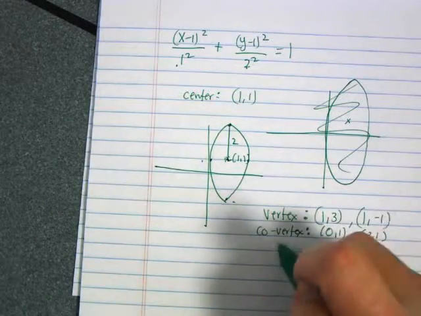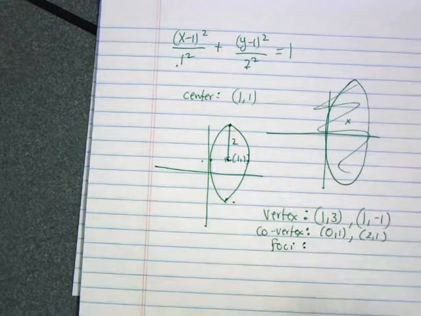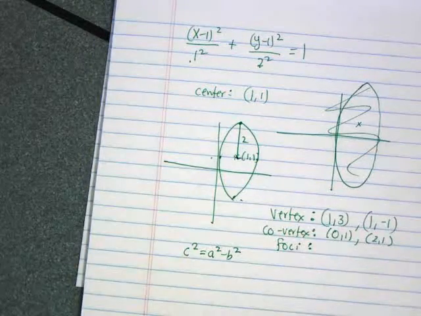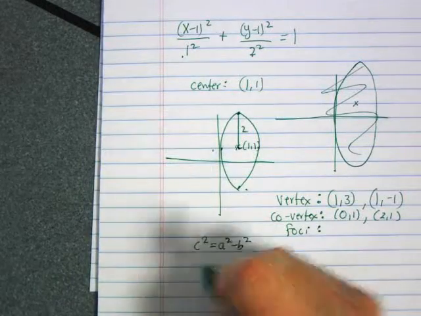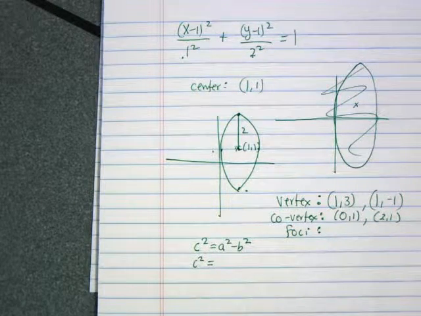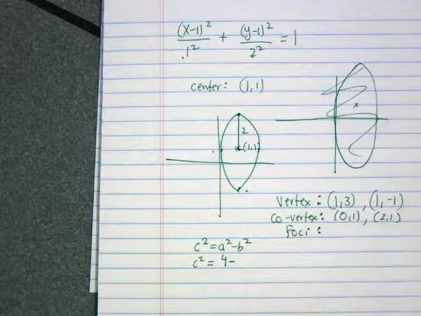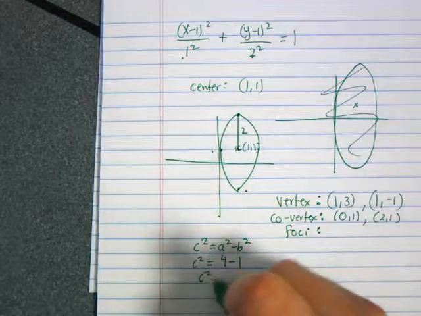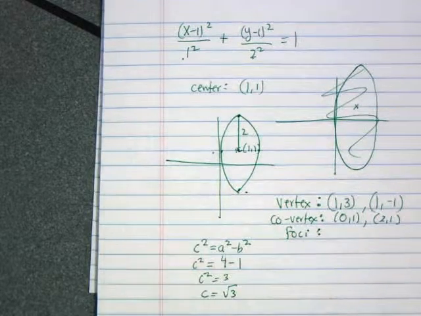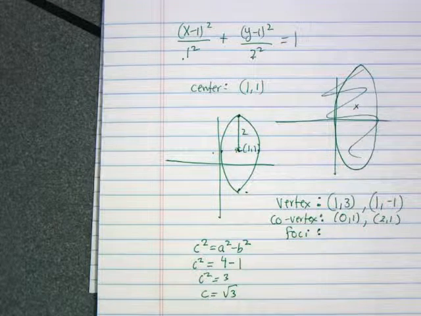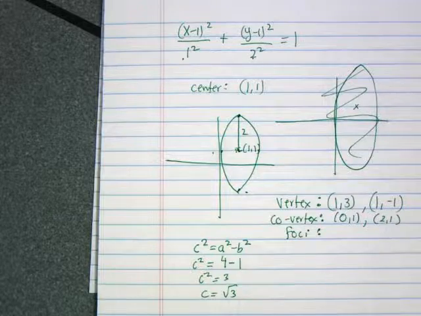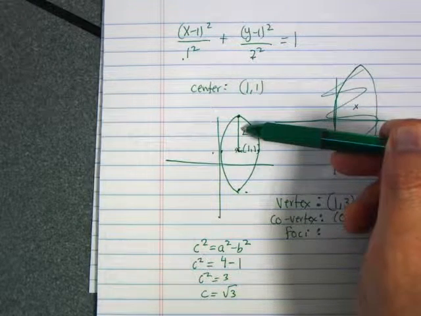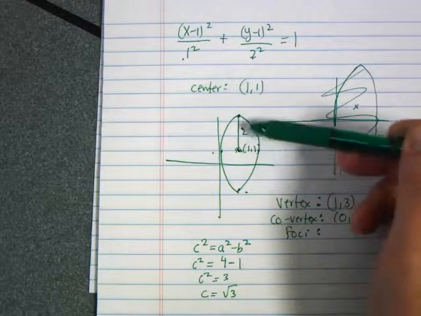The last thing is the foci. To find the foci, I need to find my C number. C squared is A squared minus B squared. So C squared, what's A squared again? 2 squared, which is 4, minus B squared is? Well, B squared is 1. 4 minus 1 is 3. So C squared is 3, so C is the square root of 3. C quite often will turn out to have a square root in it. Okay. So I start at 1, 1, and I have to go up square root of 3 to find my focus.